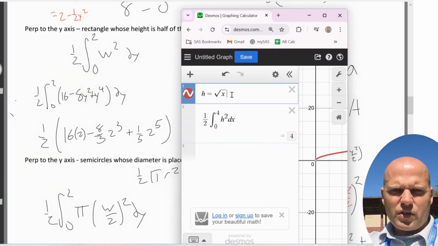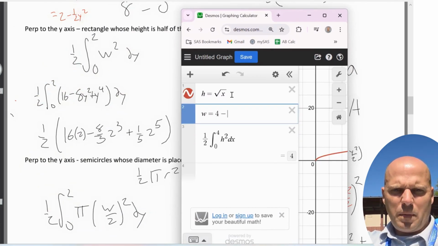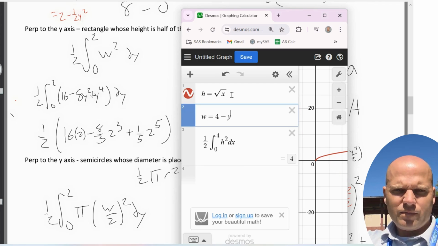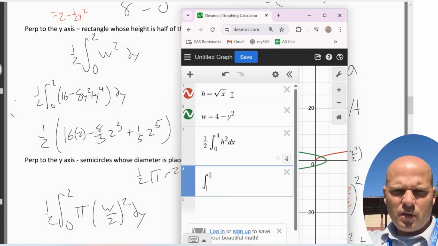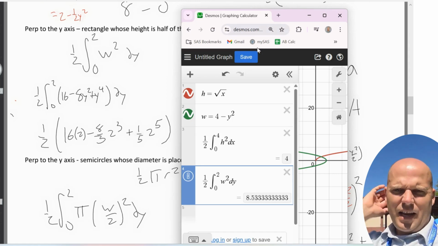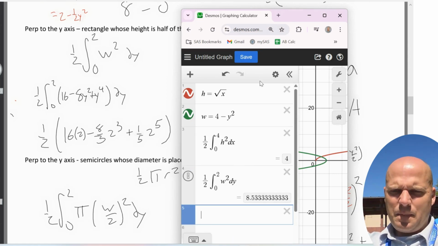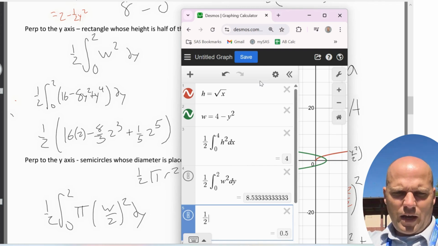Next question got harder. I had widths that were 4 minus y squared. And I summed up from 0 to 2 my width squared times a half times dy. I got 8.533. I thought that without a calculator, the answer would be this.